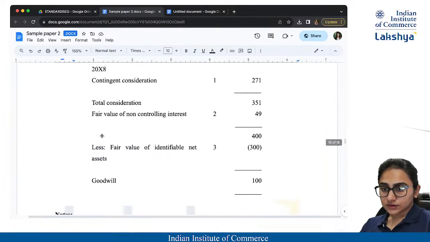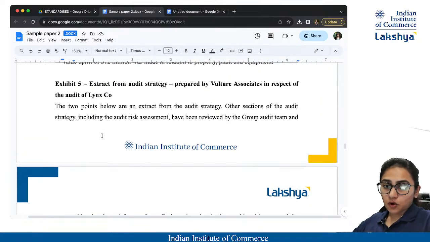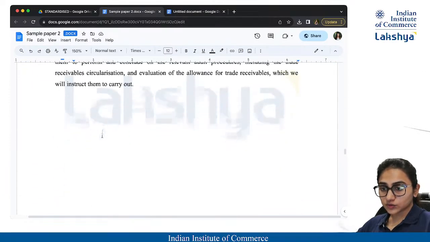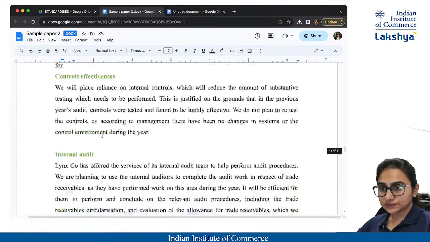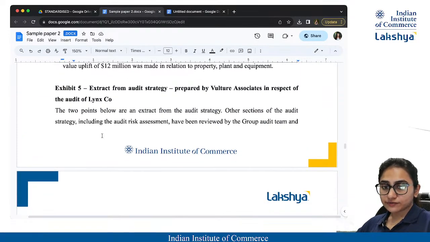And fifth is an extract from the audit strategy prepared by Vulture Associates in respect of the audit of Link's. So we also have to read the audit strategy. The two points below are an extract from the audit strategy.